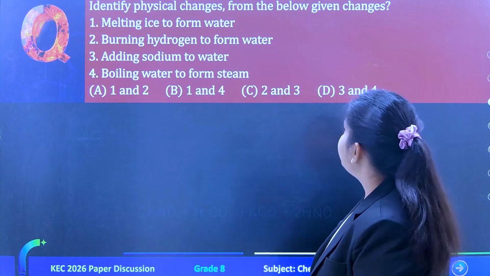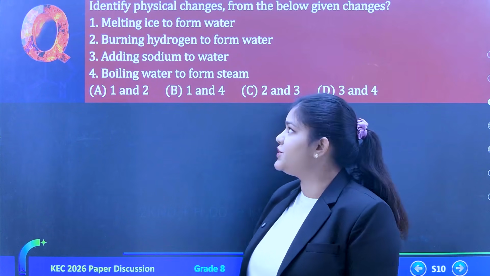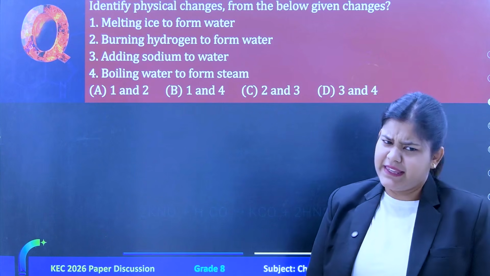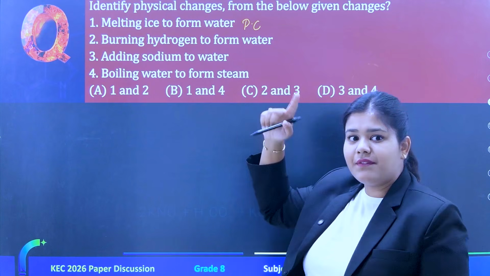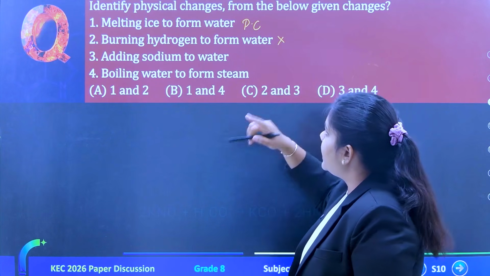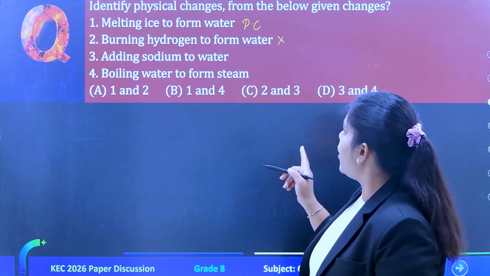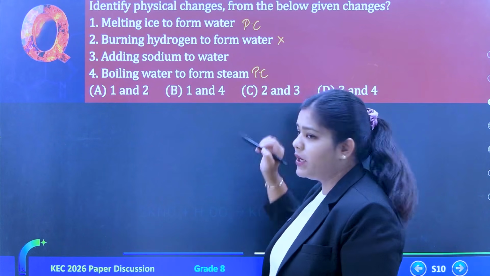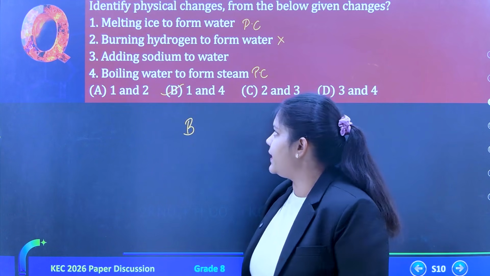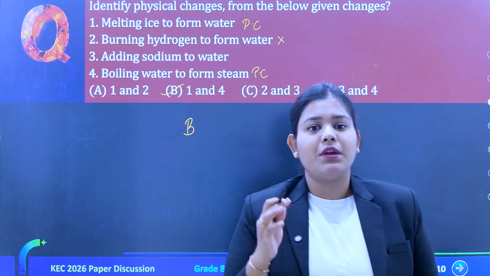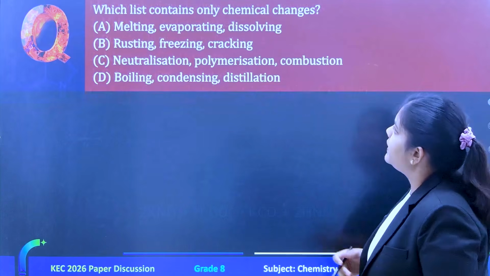Next question, identify physical changes from the given changes. Melting ice to form water, yes, looks like a physical change. Melting is a physical change. Burning, no, burning is every time a chemical change, right? Adding sodium to water is also a chemical change. Boiling water to form steam, yes, if I am boiling and converting into steam, it is a physical change. So 1 and 4 is the answer. Option B is the correct answer. When sodium is added to water, it is highly reacting in nature.